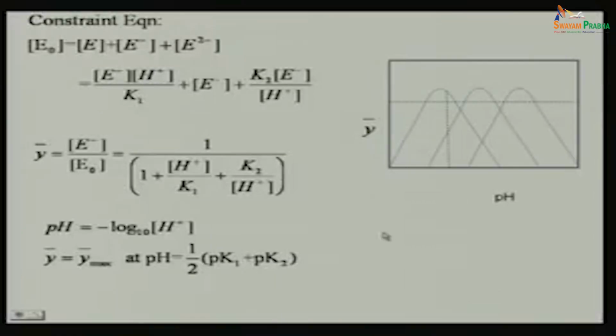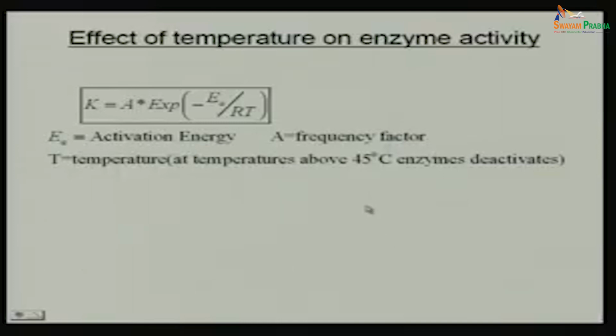Okay. Next is the effect of temperature on enzyme kinetics, and that's a very easy effect actually. What happens is that the rate constants that you have for enzymes just follow Arrhenius kinetics. So k would be the Arrhenius factor times exponential of minus E over RT. So this is a very straightforward thing.